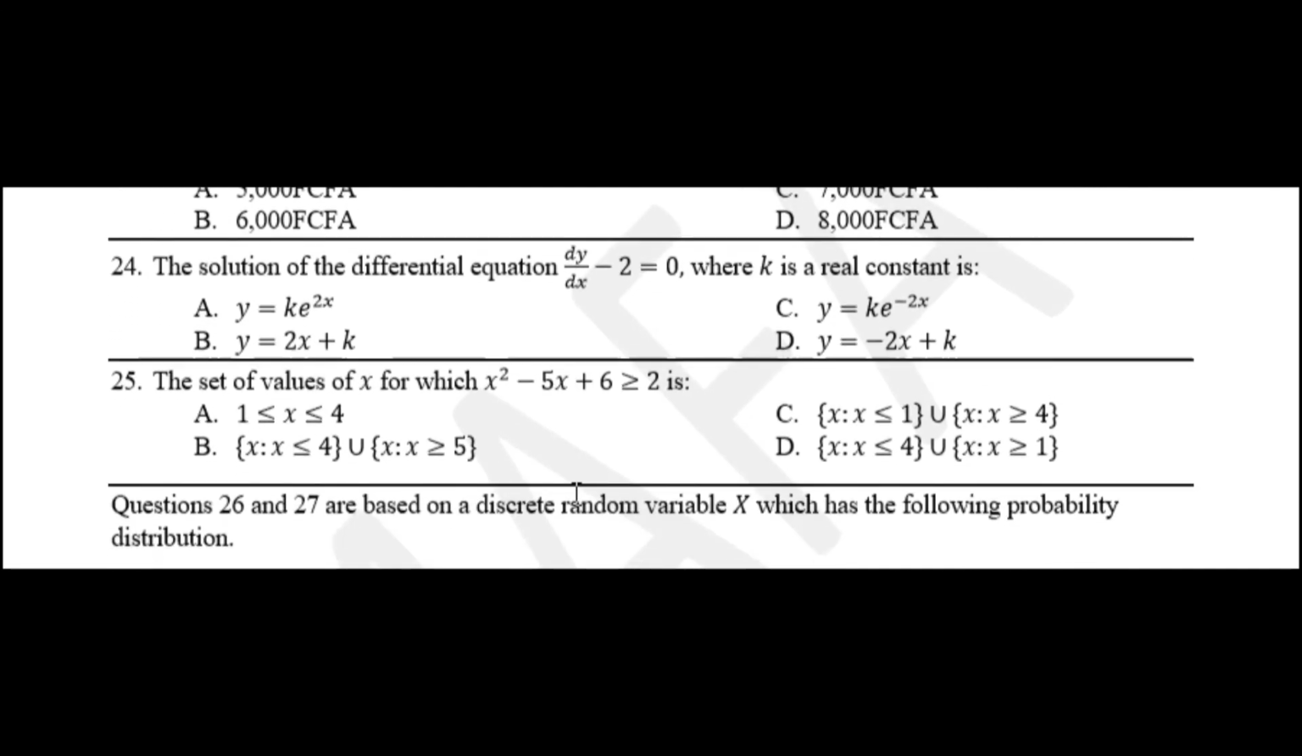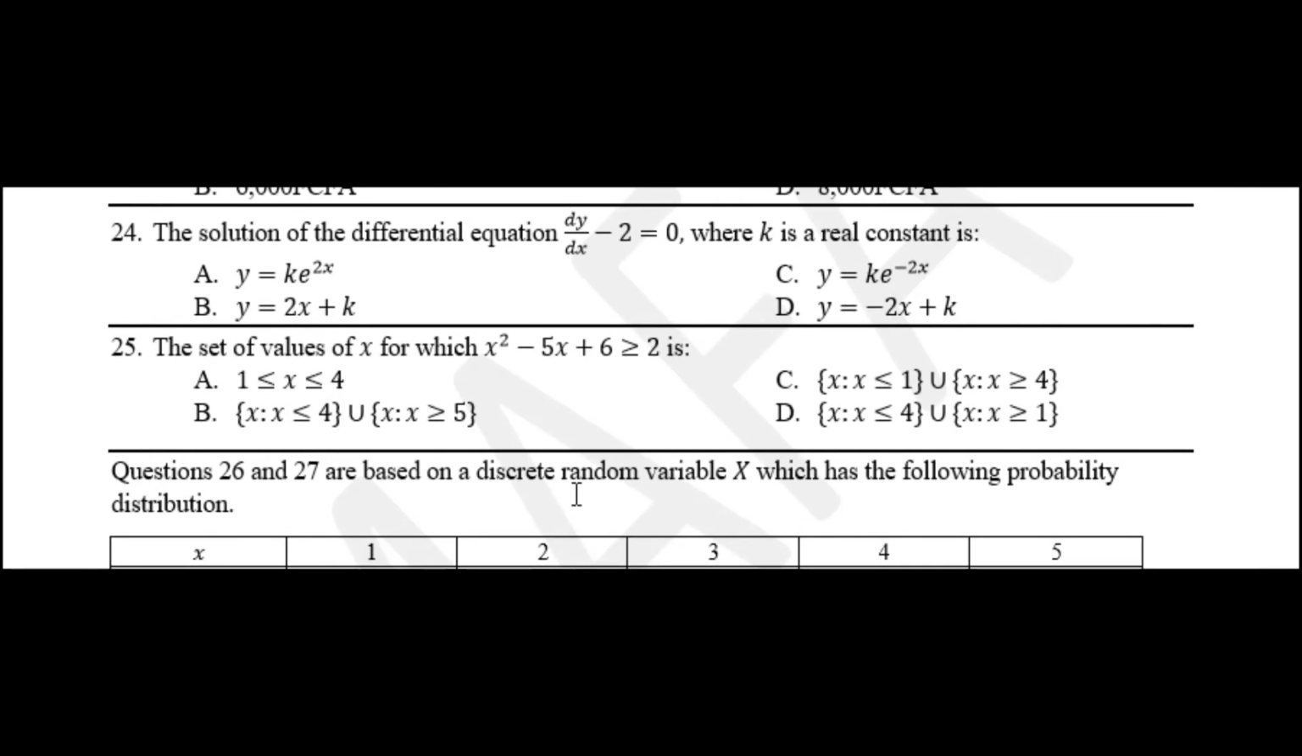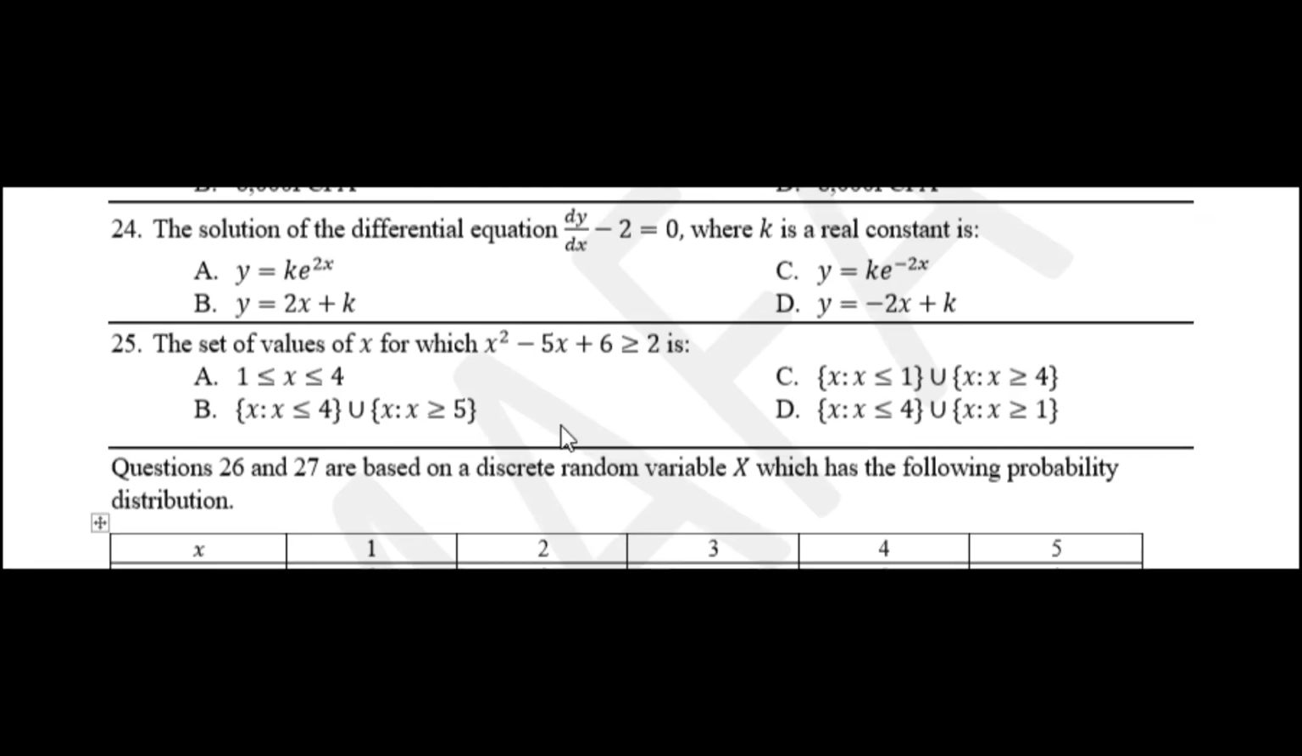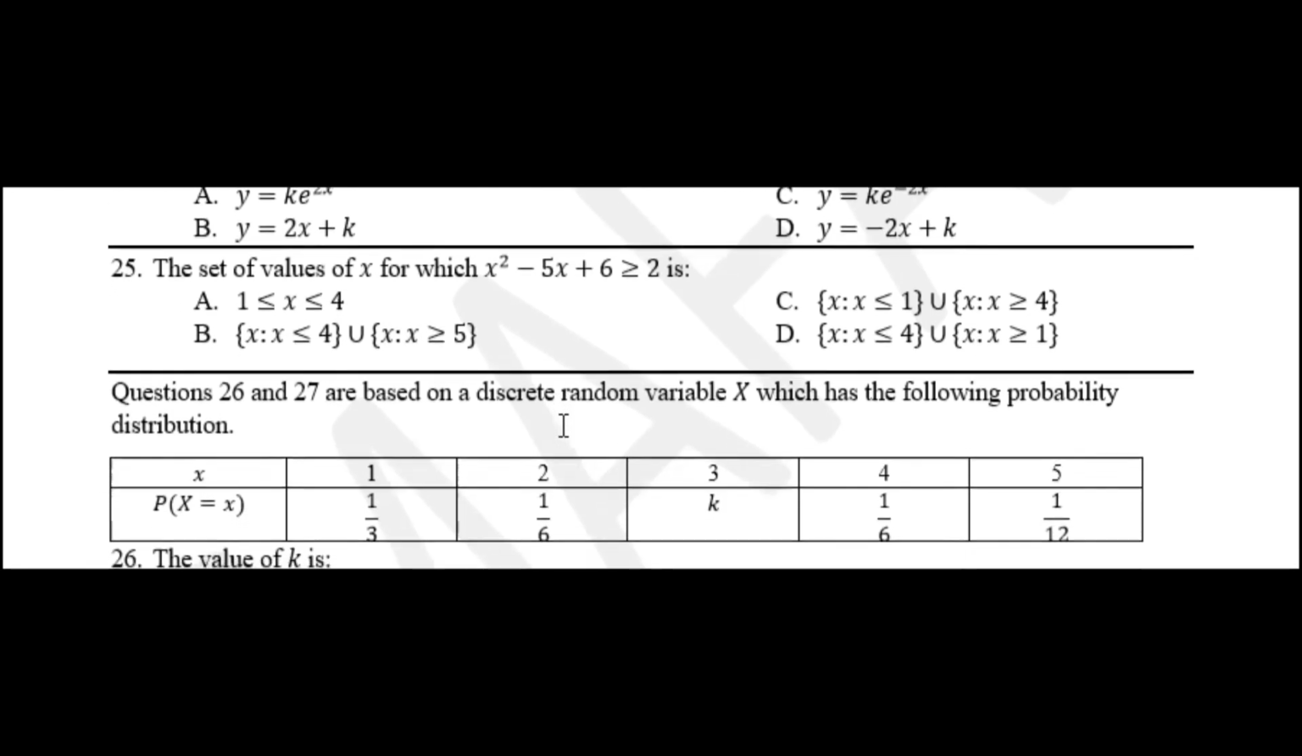24, the solution to the differential equation, you can send 2 on the right hand side. You integrate both sides after separating variables. Remember the constant of integration because you're going to integrate indefinitely.